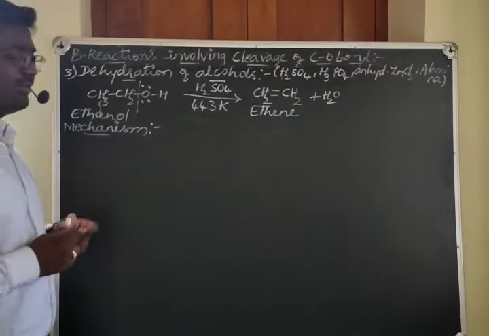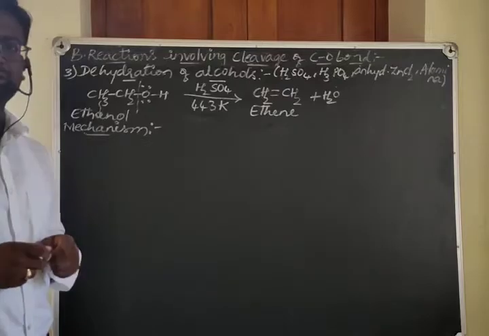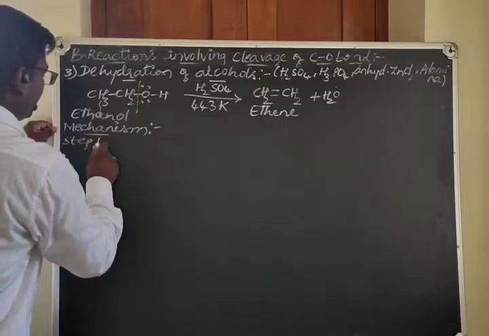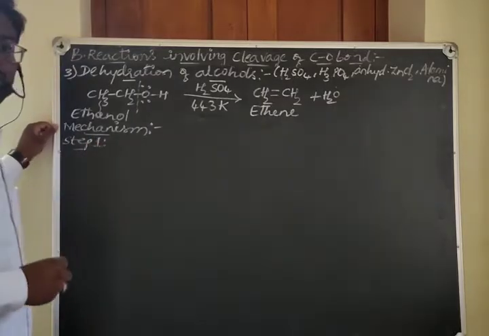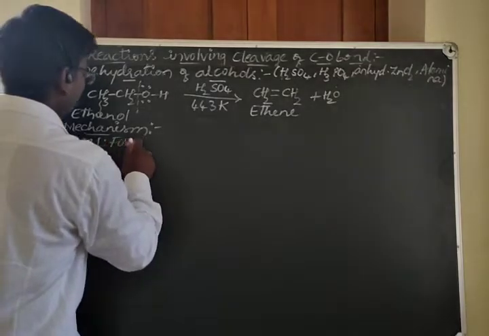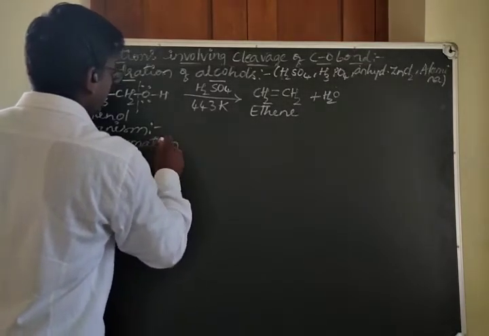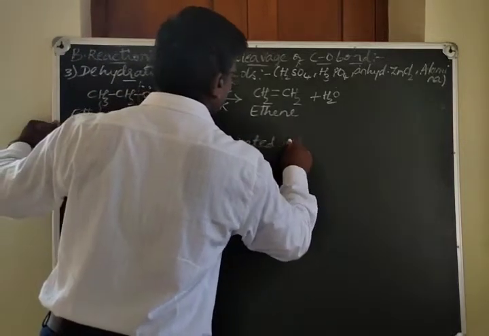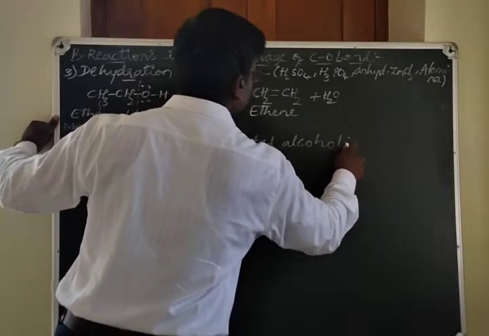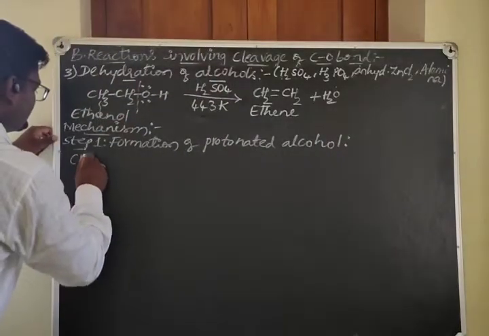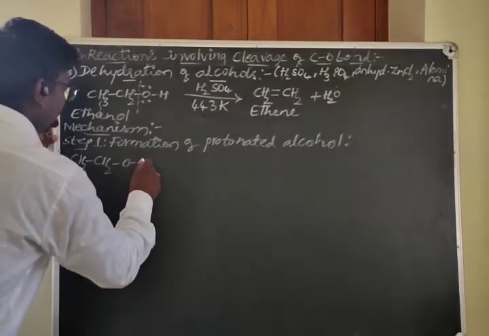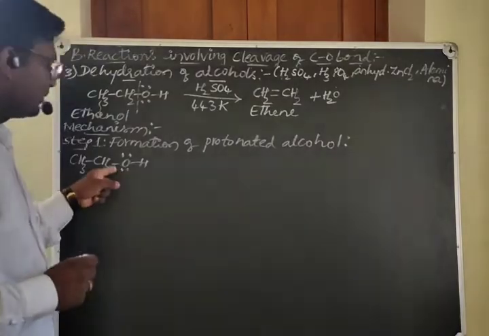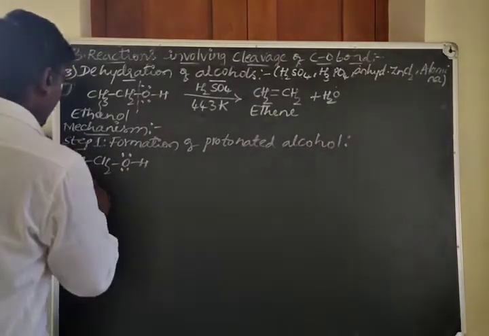Here it is a very important topic. It follows through 3 steps. Step 1 is formation of protonated alcohol. See, we have the alcohol, that is CH3CH2OH, like this, and the oxygen always contains lone pairs of electrons. This is ethanol.